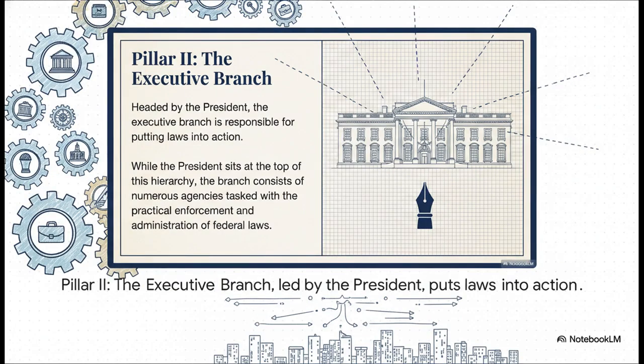Then we have Pillar 2, the executive branch. This is headed up by the president, and its job is to take those laws that Congress writes and execute them, put them into action. It's like the engine of the government, running everything through all its different departments and agencies.